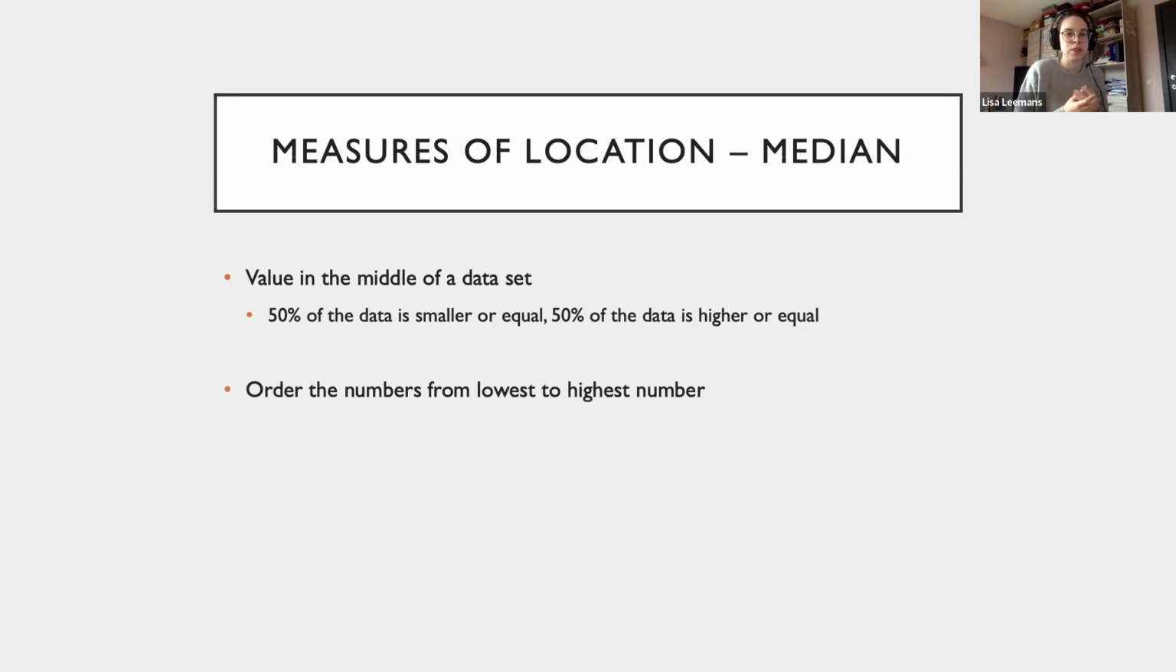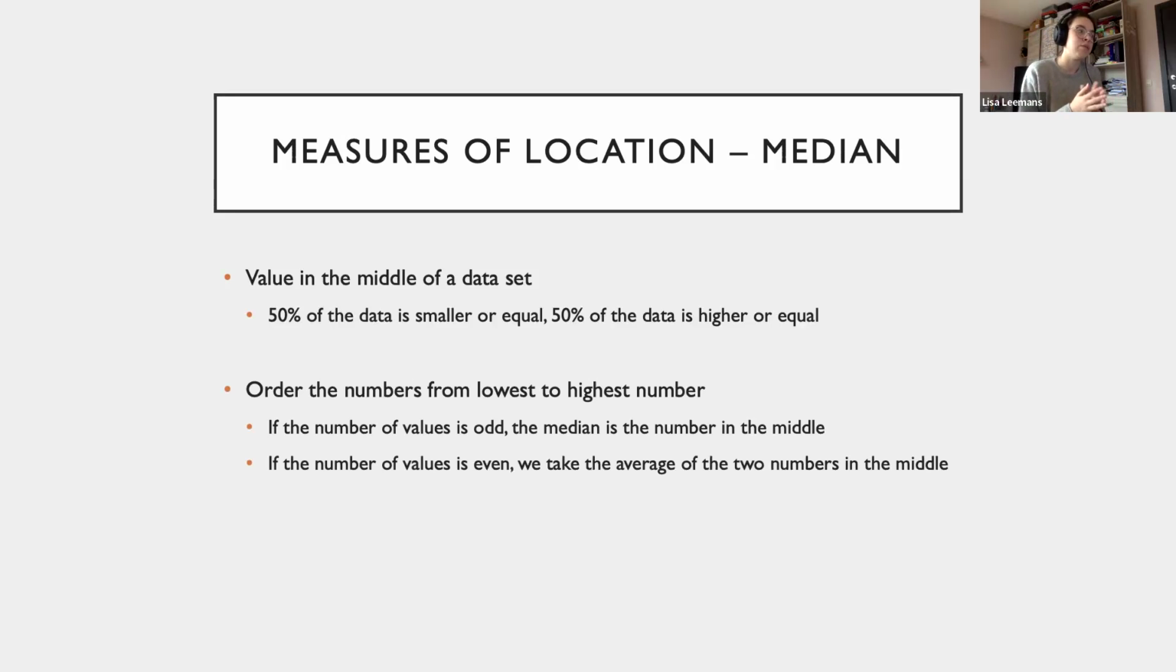So how will we find this value in practice, if we are working with an ungrouped data set? We order the numbers from the lowest to the highest number. If we have an odd amount of values, you will find the median in the middle, so it's the middle value. If we have an even amount of values, we take the average of the two numbers in the middle.